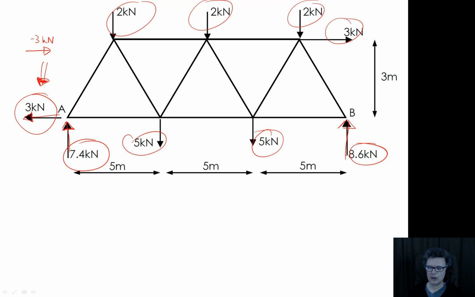Now that starts making us think, well, what could be going on inside these members? If I'm pushing down these members, what could be happening inside them? Could they be being pulled apart or squashed together? And if so, how much stress, how much tension there is when I pull them apart, and how much compressive stress when I try and squash them together?